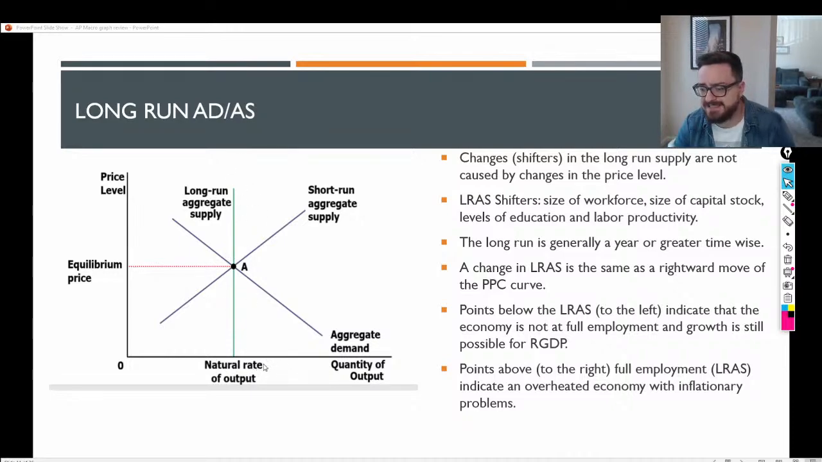And the LRAS is also said to be drawn at the natural rate of output. That is just the vocabulary term that dictates this is your level of production at full employment. Like if you're at full employment, your GDP would be this. Additionally, that might also be called potential output or full employment output. It means the same thing. It's like your economy is right where it's supposed to be.